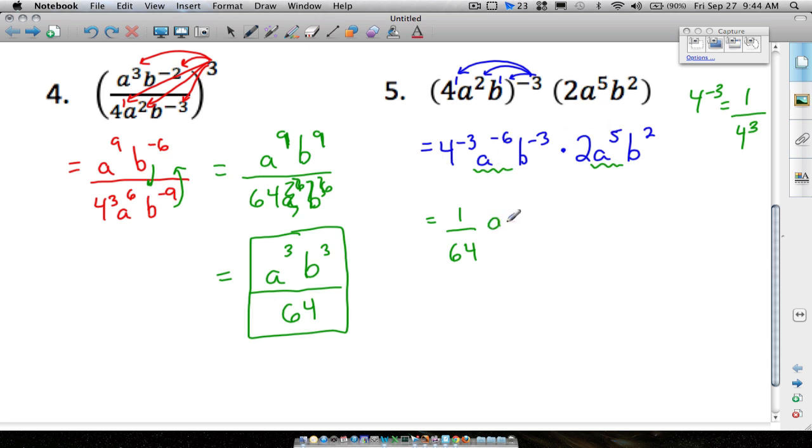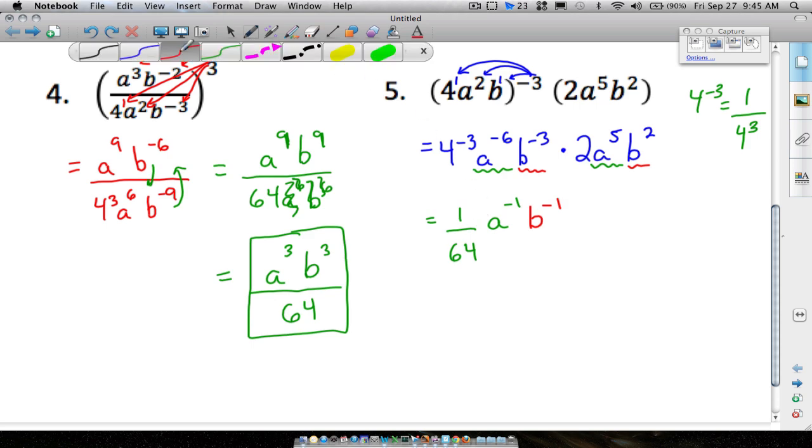That gives us a to the negative 1. Negative 6 plus 5 is a to the negative 1. We'll deal with the negative exponent in a moment. Same thing with this b: b to the negative 3, b to the 2nd. These are like bases, so we add the exponents when we multiply these like bases. Therefore, we have b to the negative 1.